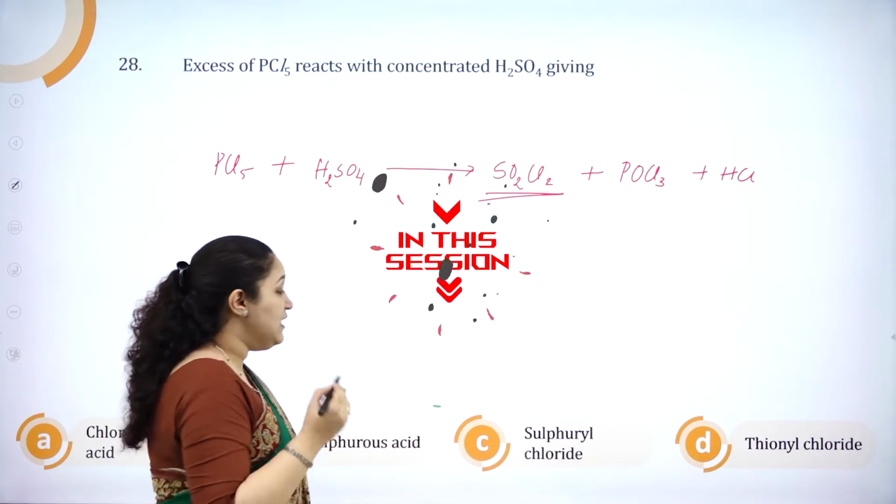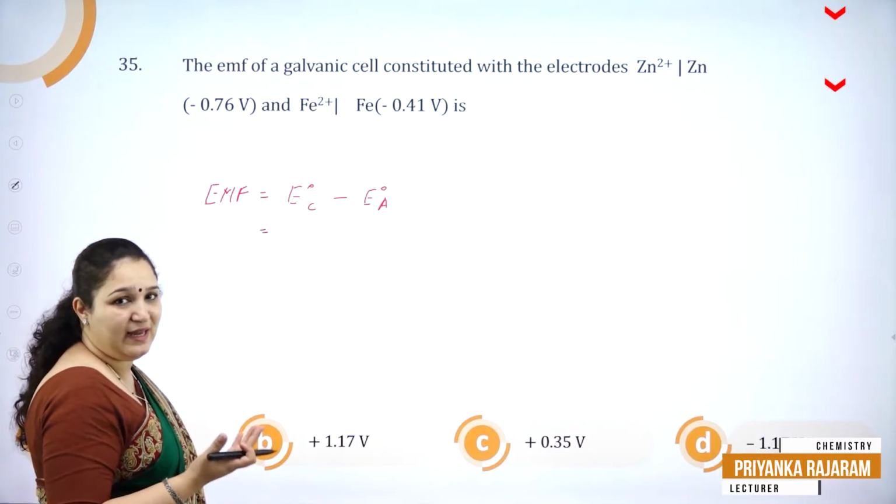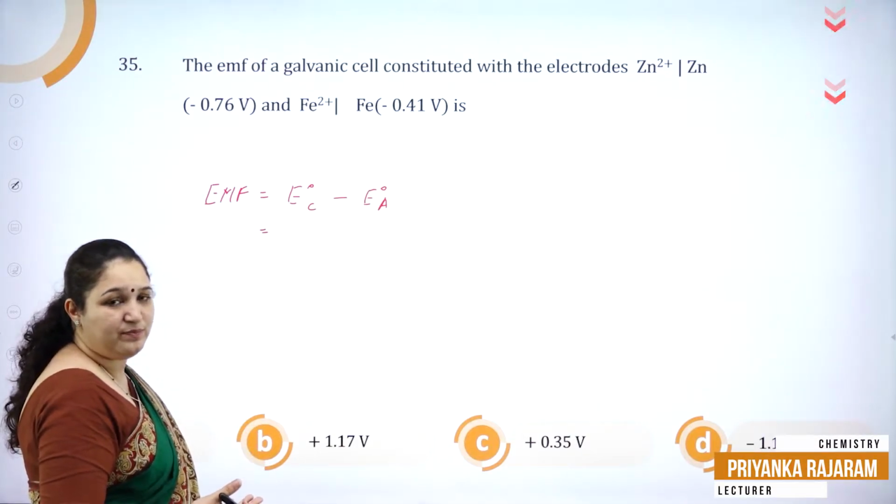SO2Cl2 is called sulfuryl chloride. Positive value you have to take as cathode and the negative value you have to take as anode.